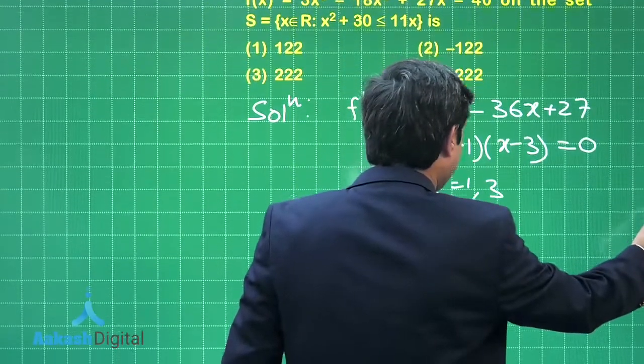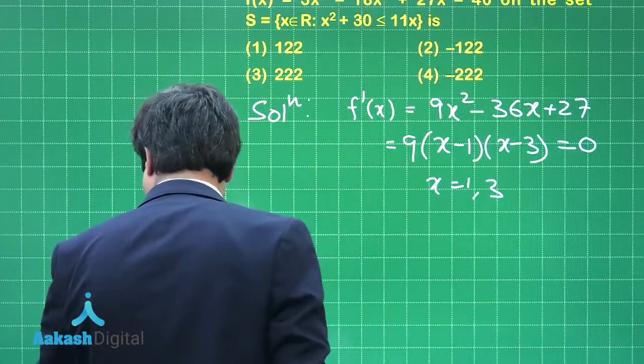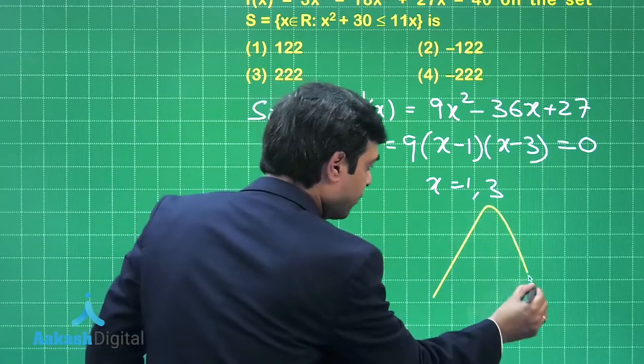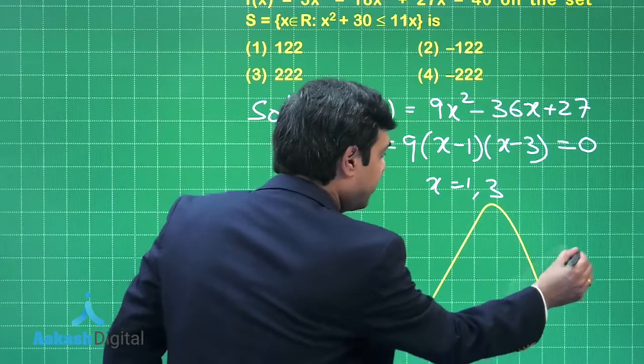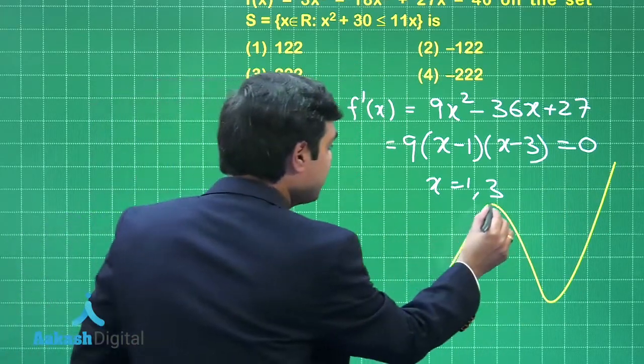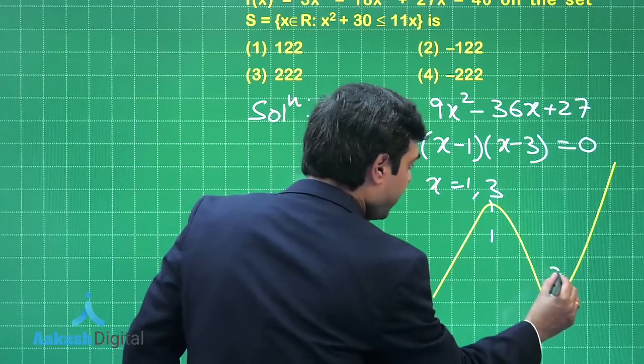So, actually I can say the curve is something moving in this fashion, right, and then it goes like this, correct. Now, here I can say this is the point 1 and this is the point 3.